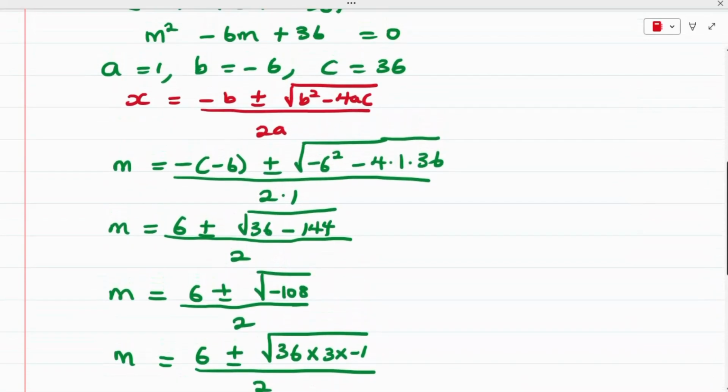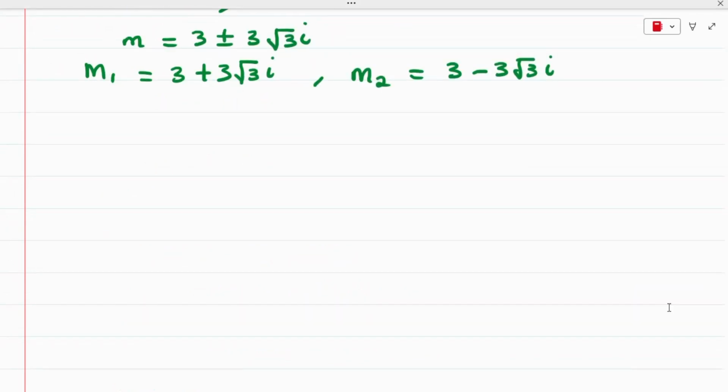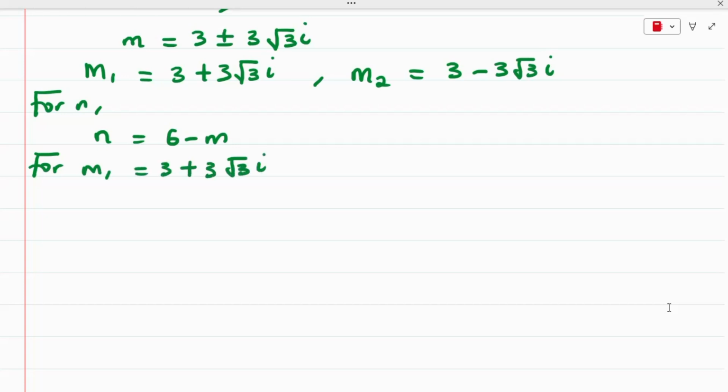In order for us to find the value of n, we want to simply apply this equation right here. At this point we are going to say for n, we have that n is equal to 6 minus m. So we are going to say for m1, which is 3 plus 3 multiplied by the square root of 3 i, we have that n is equal to 6 minus, for m we have 3 plus 3 square root of 3 i.